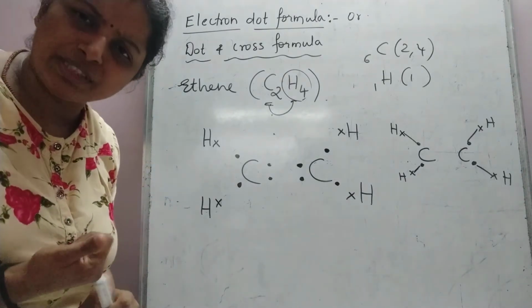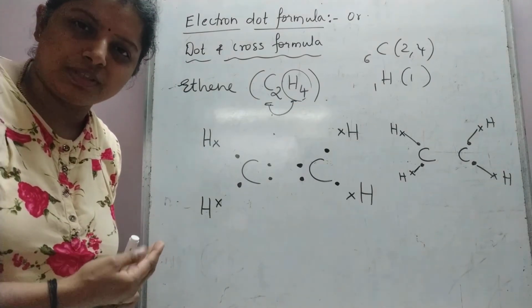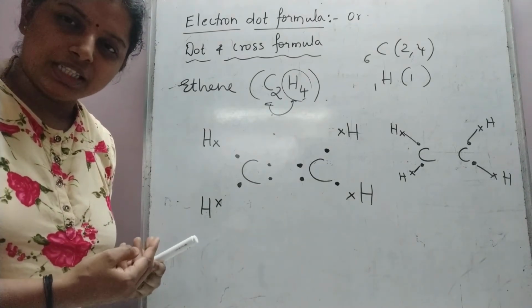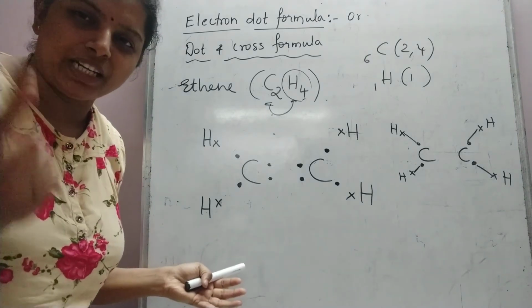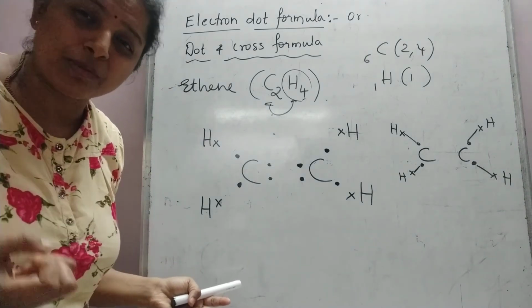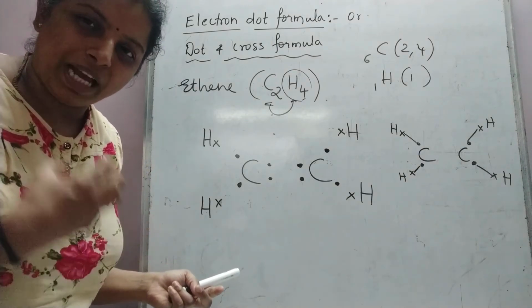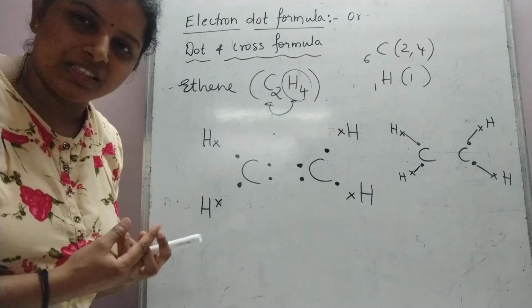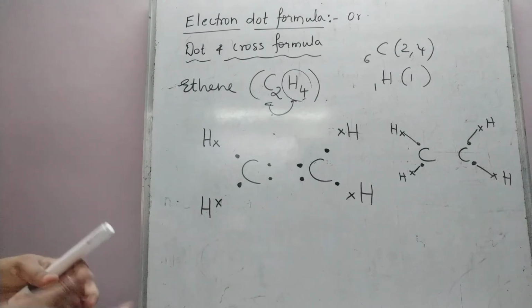What other kind of bonds have we learned? Bonds formed by complete transfer of electrons are called ionic or electrovalent bonds, for which the best example is sodium chloride. Sodium gives its 1 electron to chlorine, and chlorine accepts 1 electron from sodium. So the positive ion of sodium and the negative ion of chlorine attract each other and get bonded by a bond called an ionic bond, or electrovalent bond.